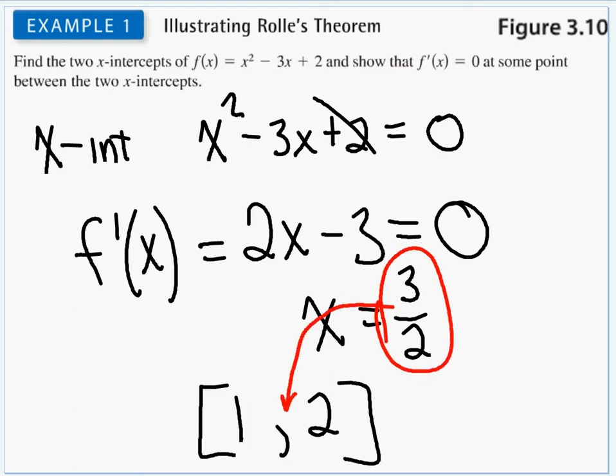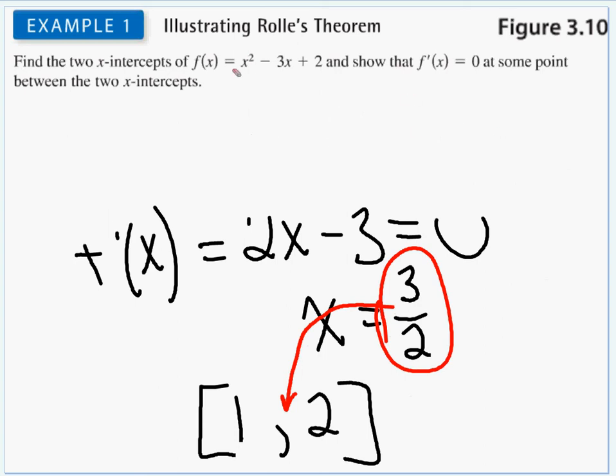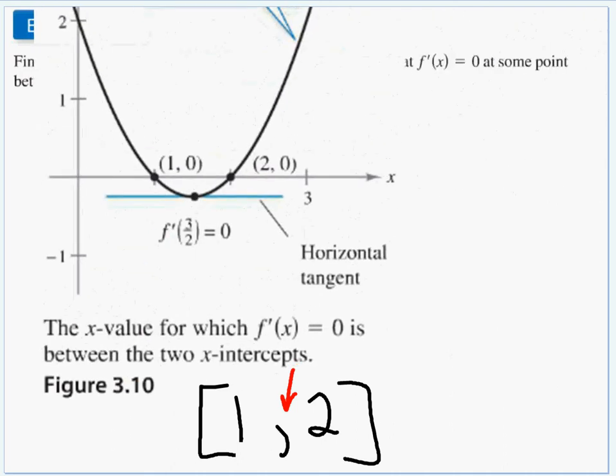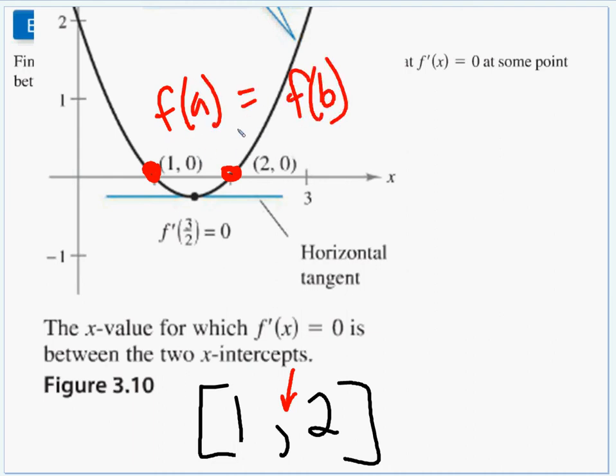So now think about this, it's a positive x squared, so what we have is a parabola opening up. And the first thing we did is found the x-intercepts by setting our function equal to 0. So there is our f of a equal to f of b. They're both equal to 0. And we took the derivative and set it equal to 0, and we found 3/2, and that number is right in between 1 and 2. And that's where our horizontal tangent line would show up.